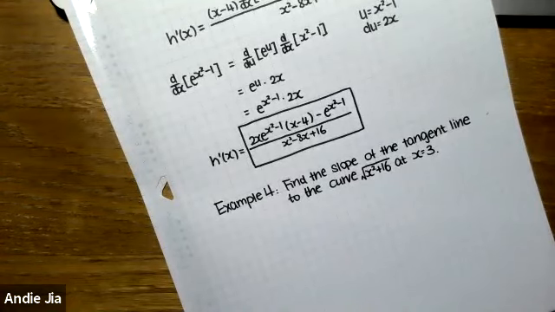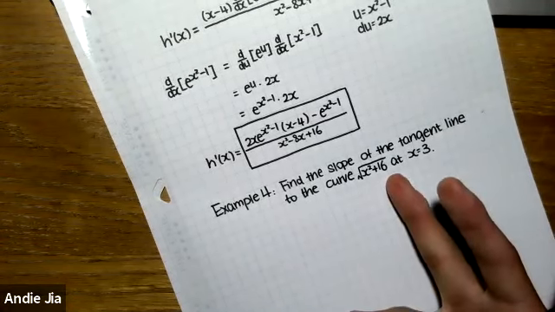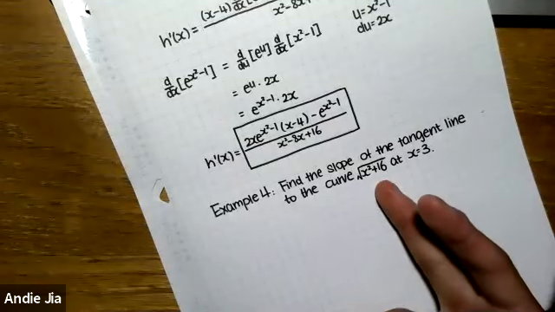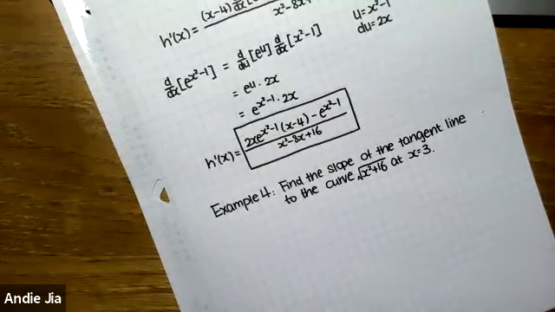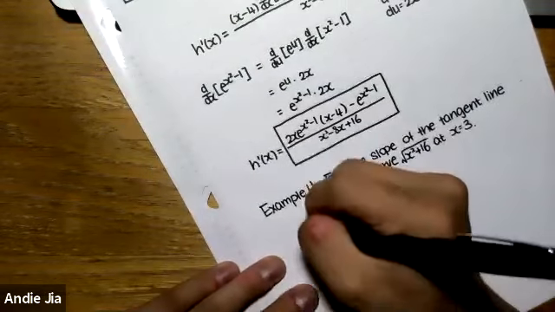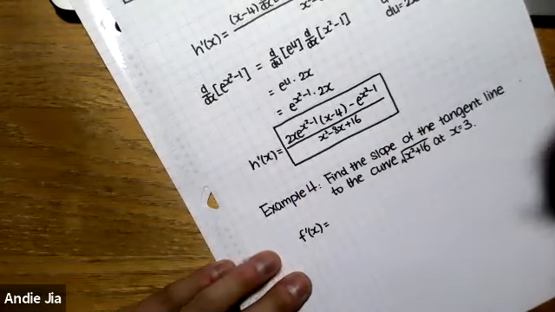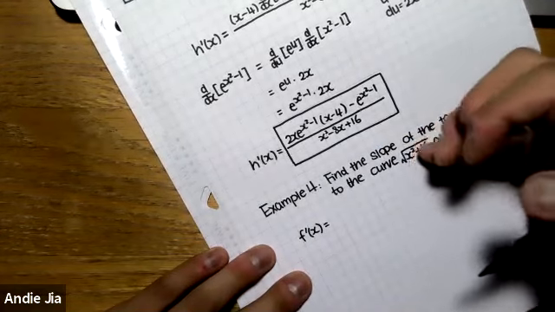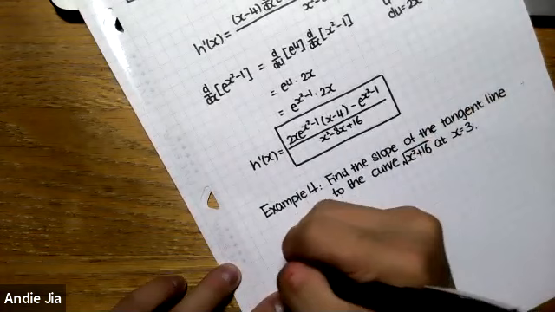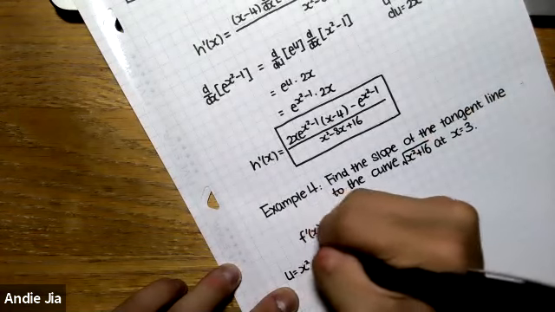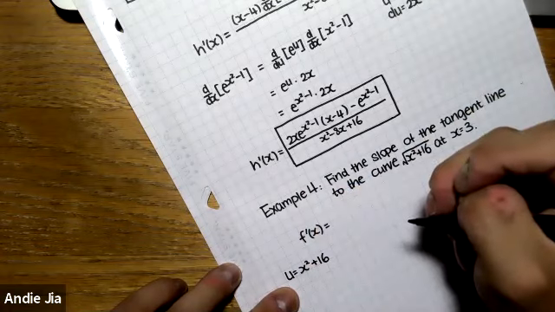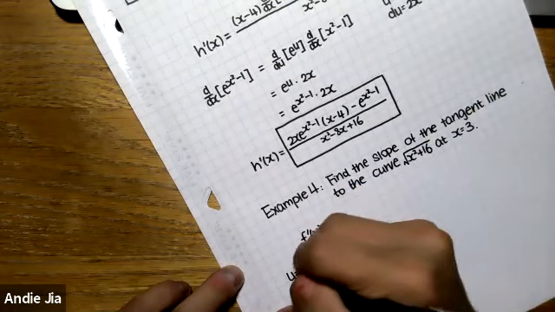So as we recall, the slope of a tangent line is the derivative. So let's compute this. We might use the chain rule this time. Let's compute f prime of x first. Let u equal x² plus 16. Then du is 2x.